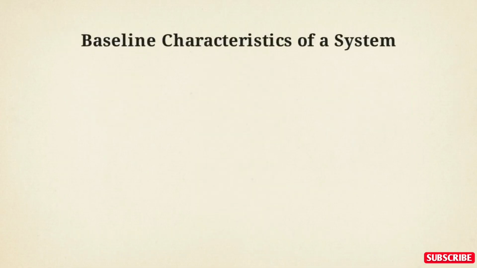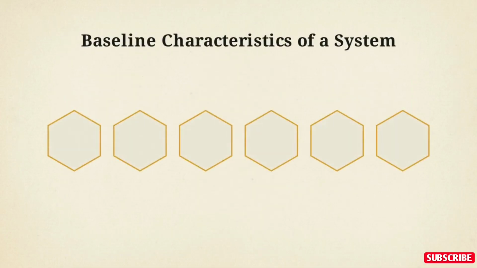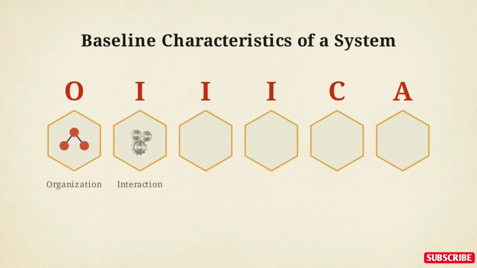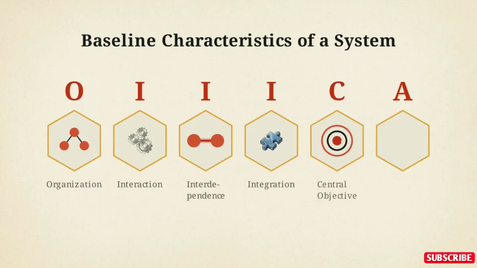For your exams, remember the 6 baseline characteristics of any system using the acronym OIICA: organization, interaction between components, interdependence, integration into a cohesive whole, a central objective, and adaptability to environmental changes.